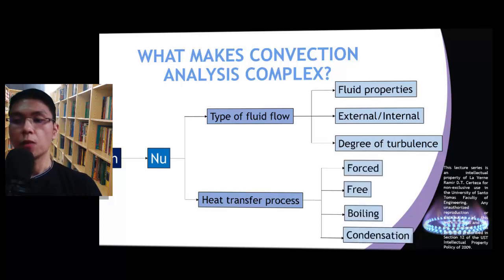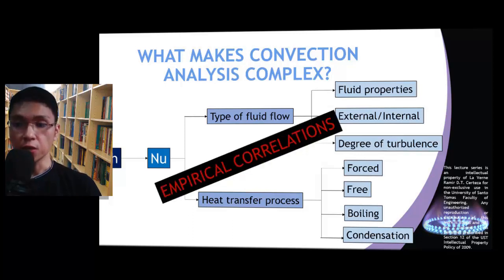On the other hand, when we talk about the type of convection heat transfer processes, we are concerned about whether there is forced or free convection at the surface or whether a fluid boils or condenses at the surface. Therefore, determining the Nusselt number is largely dependent on the combination of conditions that is present in the fluid flow. This diagram shows what makes convection heat transfer analysis more challenging than conduction and radiation, since for each combination, there is a specific empirical formula dedicated to solving the Nusselt number.